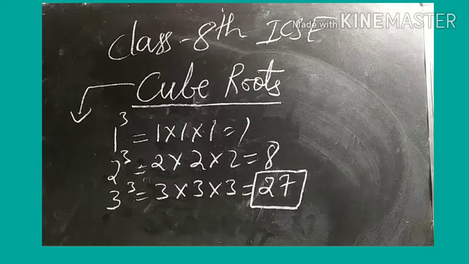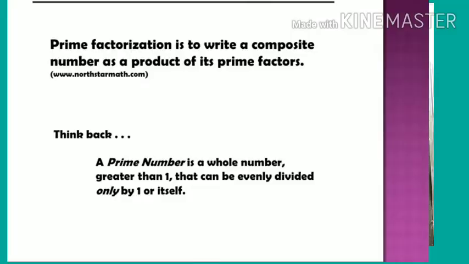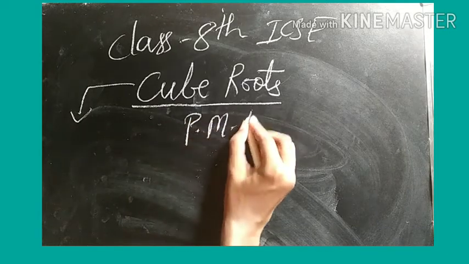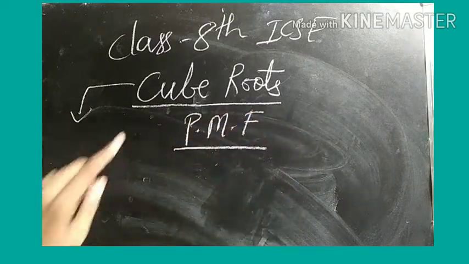Now here is one method to find that out, called the prime factorization method. I'm writing it in short form, prime factorization. So this is prime factorization to find the cube roots.